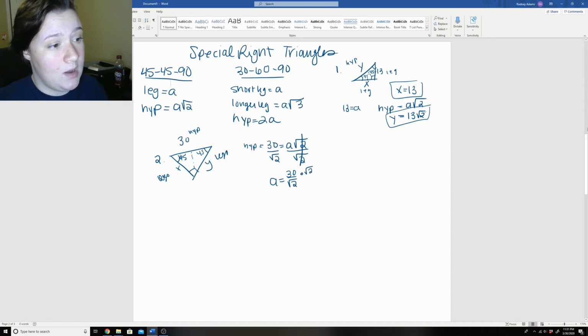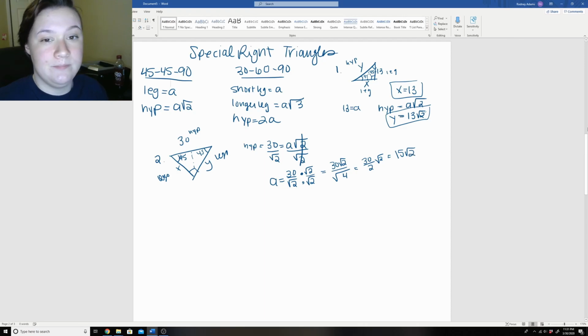So if we multiply the top by the square root of 2 and the bottom by the square root of 2, okay, then it's going to give us 30 square root of 2 on the top. 2 and 2 are both underneath the square root, so 2 times 2 is going to give us 4. And then that's going to give us 30 divided by 2, square root of 4 is 2, times the square root of 2, which, if we do 30 divided by 2, you can get 15. So 15 square root of 2 is what a is.